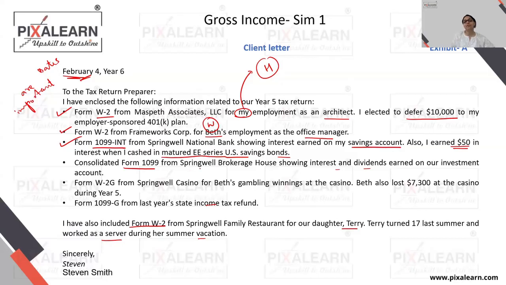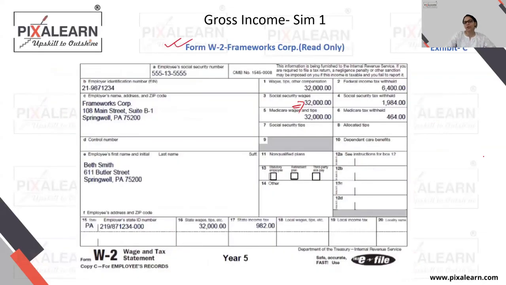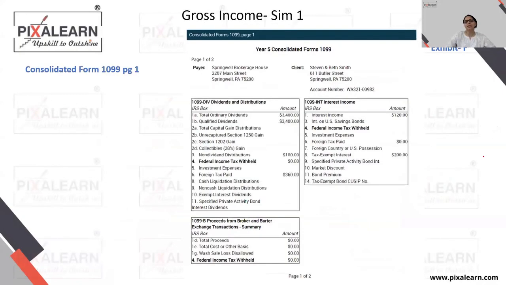Consolidated Form 1099 from Springwell Brokerage House showing interest and dividends earned on our investment account. So here we have an investment account with the bank, and the bank has given me a consolidated 1099. Can you see, 1099s are all given by people who have otherwise given you money, right? This is given to the client. This is for year 5. So please don't assume anything. Before you look at any document, please verify everything.